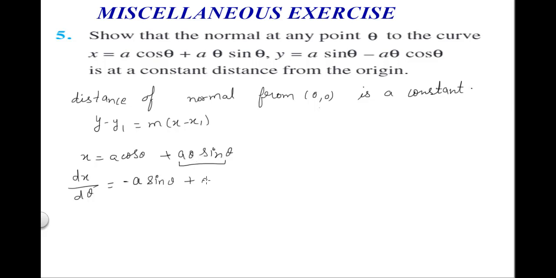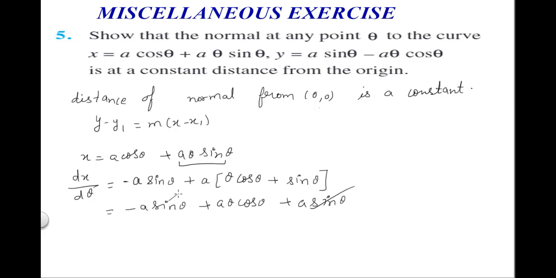If we use that, taking a as it is, theta, the differentiation of sin theta is cos theta, plus sin theta as it is, the differentiation of theta is 1, minus a sin theta plus a theta cos theta plus a sin theta. Just see, these two are cancelled and we are getting what? a theta cos theta. So let us name it as equation number 1.